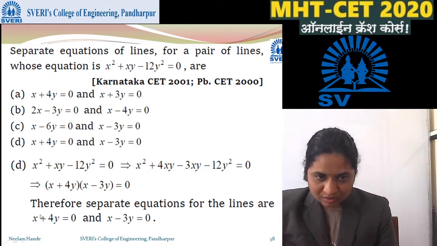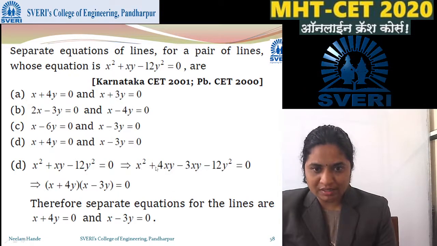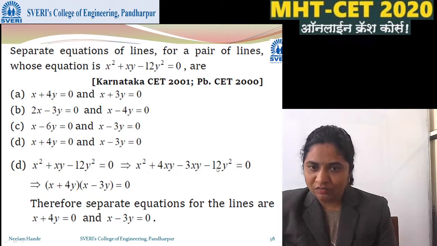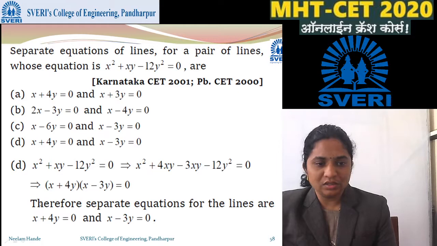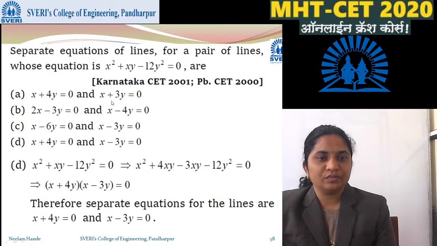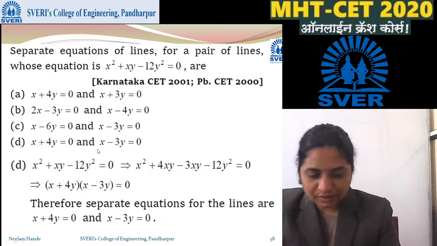Here x is common, take it out, place x plus 4y. Again here 3y is common, again x plus 4y, and solving we get this equation, that is x plus 4y is 0 and x minus 3y is 0. The correct option is D.